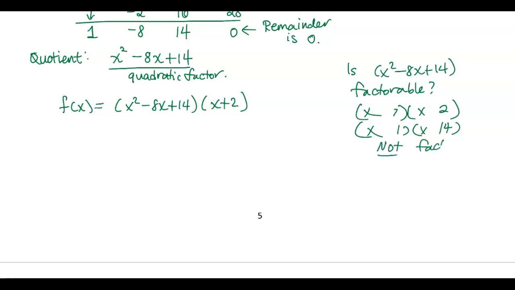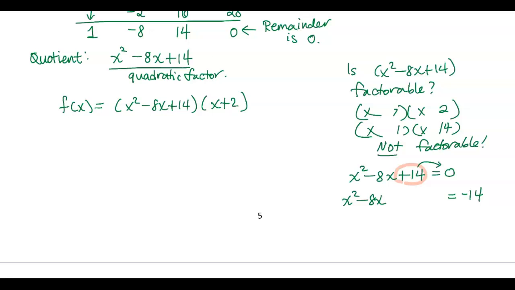Not factorable. So this is where we have to use either the quadratic formula or completing the square method. I like to use completing the square. So let me go ahead and complete the square. I will set it equal to 0, and I will temporarily move that 14 to the other side. Notice how it was a positive 14, but I moved it to the right side, so it became a -14.